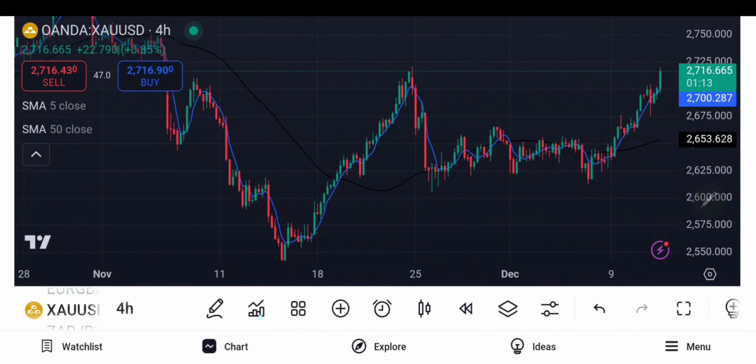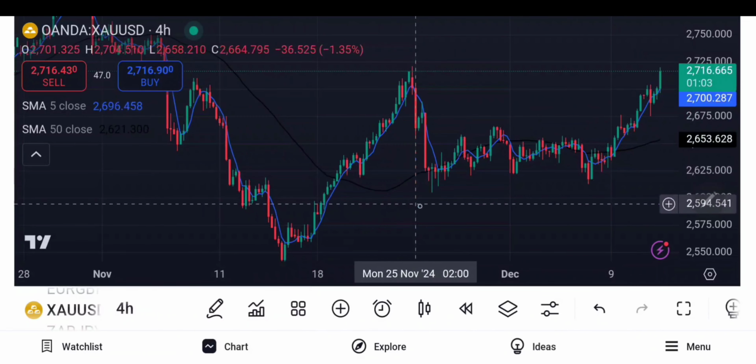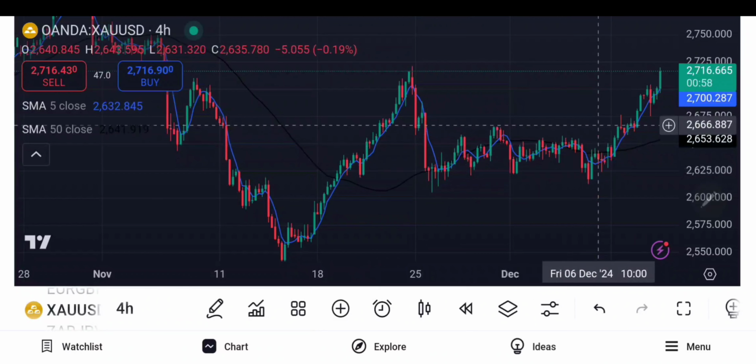Okay, next icon, indicators. What are indicators? Indicators are like moving average lines. Right here, I don't know if you guys can see that. There's a black line and then there's also a blue line, and it kind of flows with the candlestick. So those are your moving average lines.